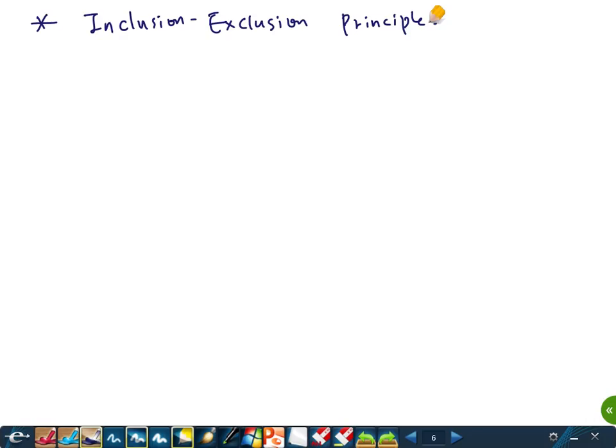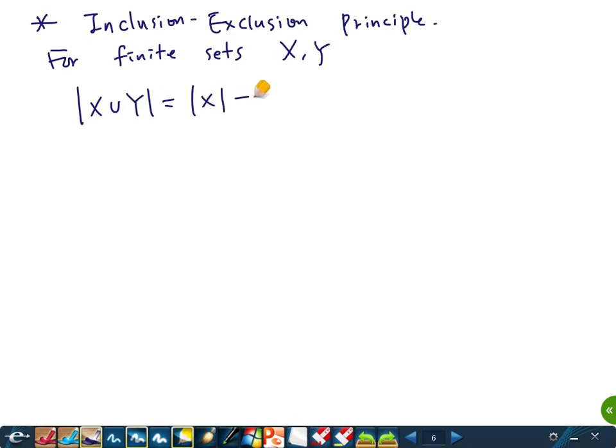For a small number of sets, you have already seen this. For finite sets X and Y, the cardinality of X union Y is equal to the cardinality of X plus the cardinality of Y minus the cardinality of X intersect Y. We know this. If they are disjoint, then this term is 0, and it is just the sum.